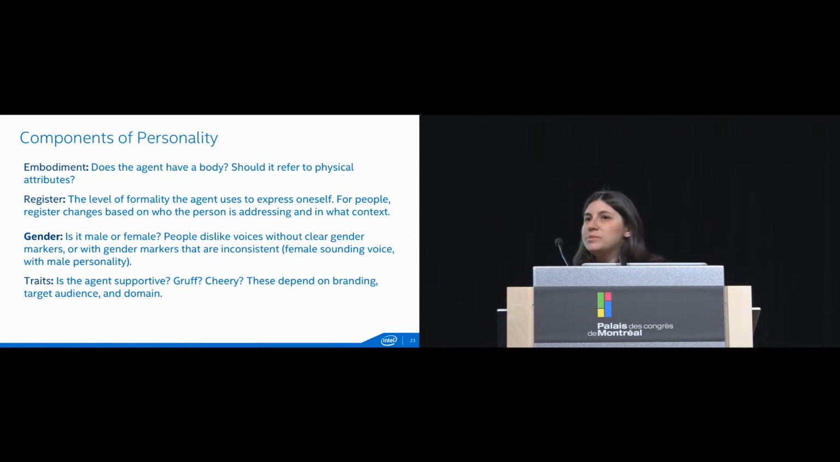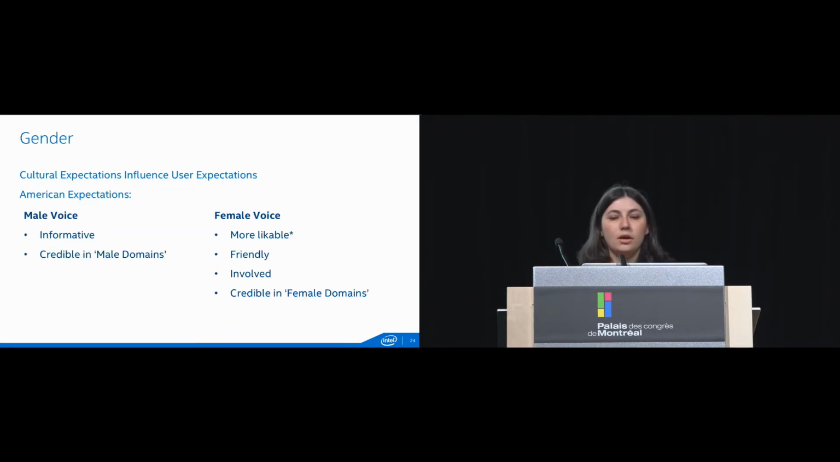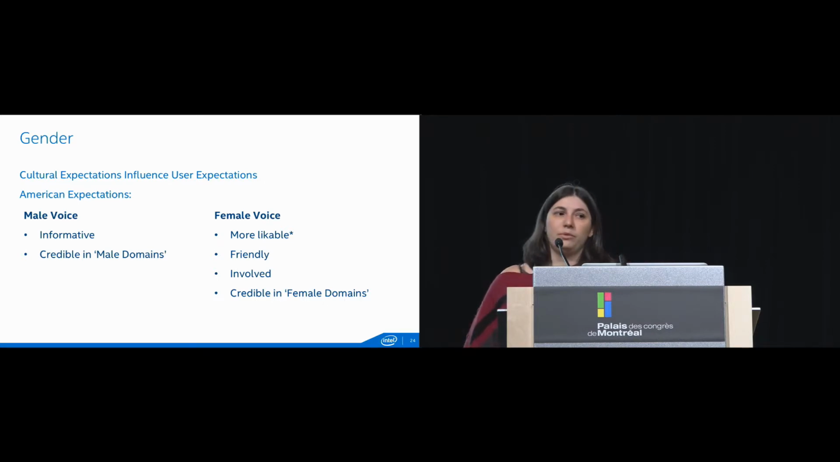So these helped us in informing the way that we chose both the gender and the traits for the particular culture. So for gender, cultural expectations and social norms do influence user expectations, and we are looking in the moment, right? Whether these expectations change over time is a different story, but for now, American expectations are that male voices are considered more informative, and a large part of this is from Cliff Nass's work with BMW and with other companies. And they're considered credible in male domains.